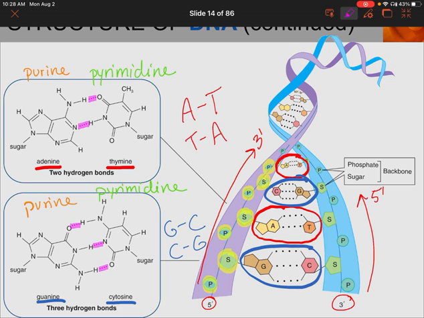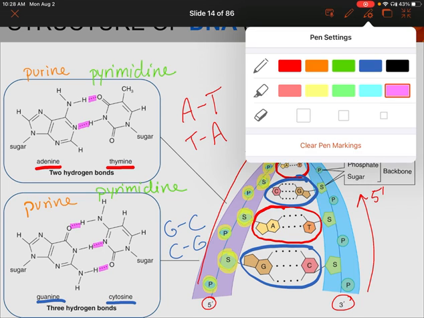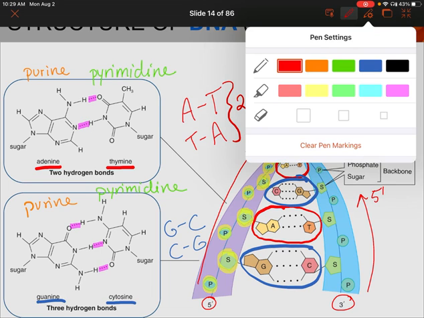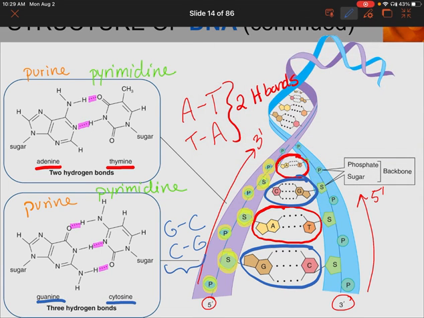So adenine can make 2 hydrogen bonds with thymine. Guanine can make 3 hydrogen bonds with cytosine, but we can't mix them because they won't make the proper bonds otherwise. Okay, so AT and TA have 2 H bonds. GC and CG have 3 H bonds. All right.